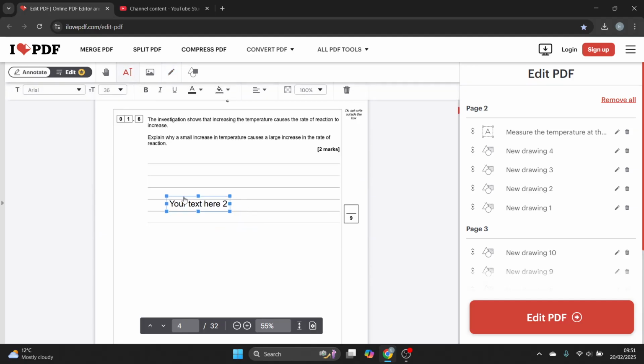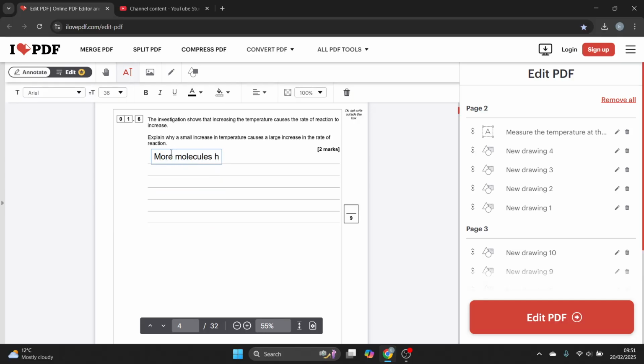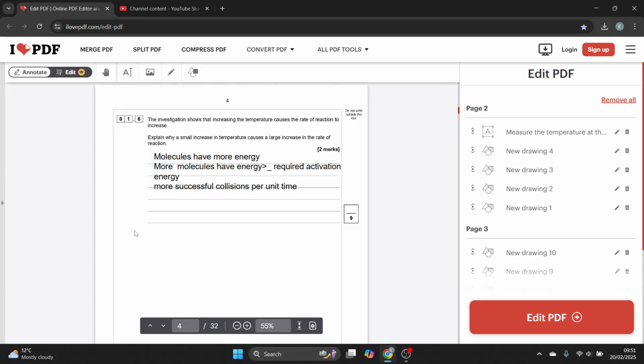Explain why a small increase in temperature can cause a large increase in the rate of reaction. Molecules have more energy greater than or equal to the required activation energy, so more successful collisions per unit time, or greater frequency of successful collisions.